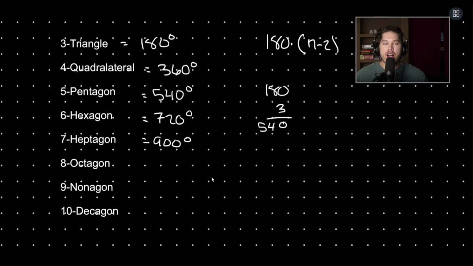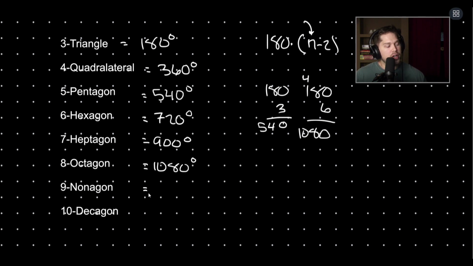What would an octagon be? An octagon would be, well, the number of sides is, of course, 8 in an octagon. 8 minus 2 is 6. So 180 times 6 is what? 6 times 0 is 0. 6 times 8 is 48. 6 times 1 is 6 plus 4 is 10, so this would be 1080.